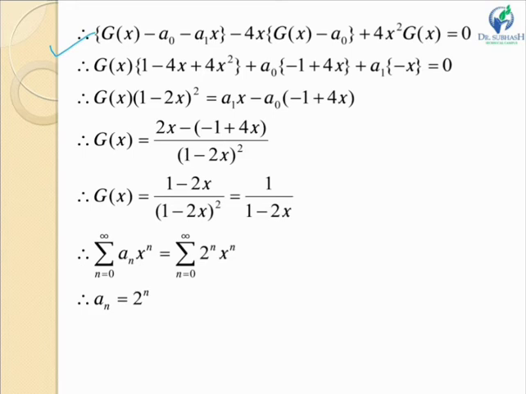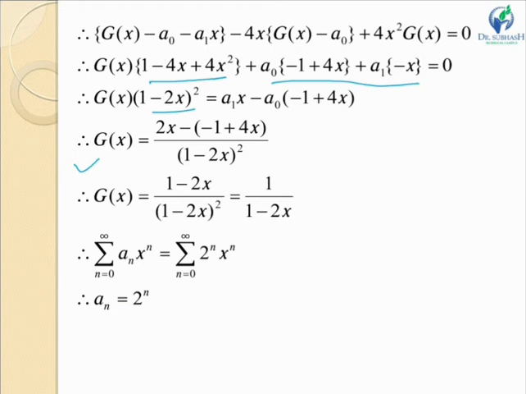Now again I will collect the terms of g(x). So first is g(x) minus 4x g(x) plus 4x square g(x). So I have kept that here. Now next I will take the terms of a0, that is minus 1 plus 4x, and the last one is a1 into minus x. Now again by splitting the middle term, I replace this by (1 minus 2x) the whole square, and the rest of the terms I am taking to the other side of the equal to sign.